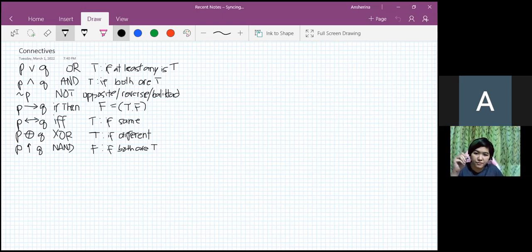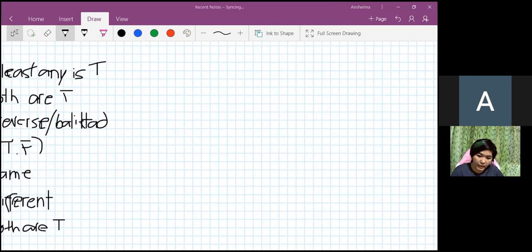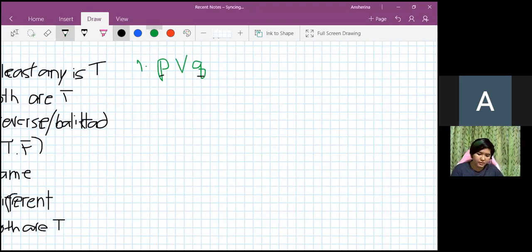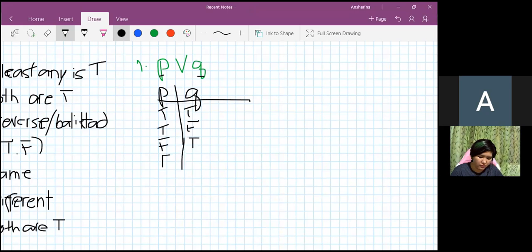First of all, we have P and the P or Q. Okay. Number one is P or Q. So we have two propositions, P and Q here. Okay? So let's make a table for P and for Q. Again, two propositions, so 2 raised to 2, 4. We have true, true, true, false, false, true, and then false, false.